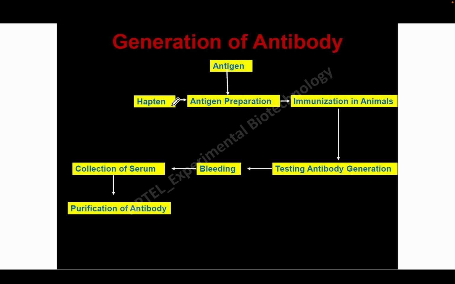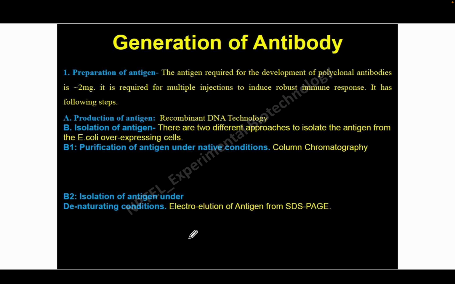Now this is antigen. So what happens, the hapten then does the antigen presentation. If you are injecting the antigen into the animals, there will be immunization, and antibody will be produced. So for antibody generation, you will collect the serum, and purification of the antibody will happen. Okay, so this is how you raise the antibody. You inject the antigen first, and then from the animal model you will get those antibodies.